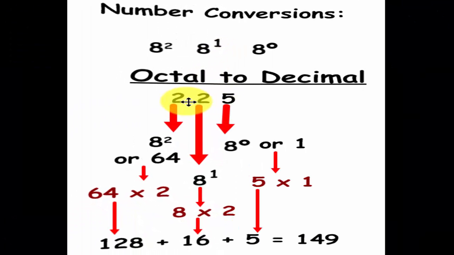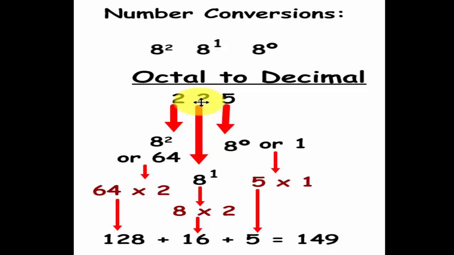Okay, here we're going to look at the number 225 octal, and we're going to change it to decimal. Now the numbers up above are very important. Here we have 8 to the power of 0, 8 to the power of 1, and 8 squared, or 8 to the power of 2. Watch how easy this is.